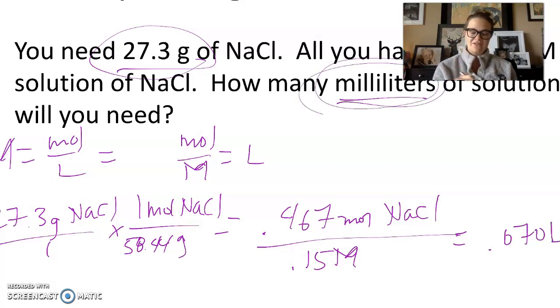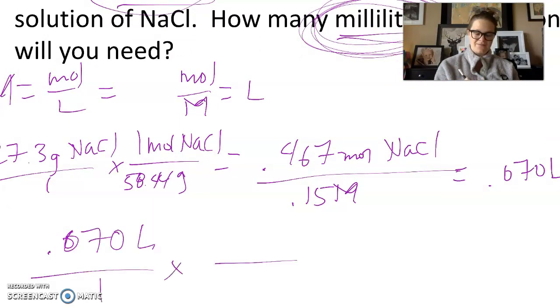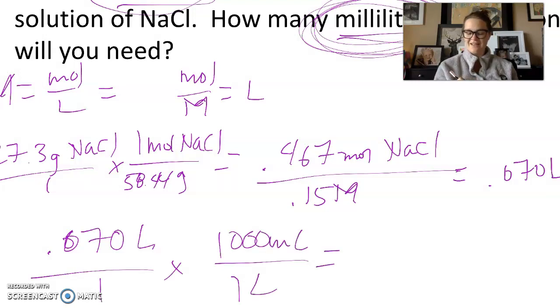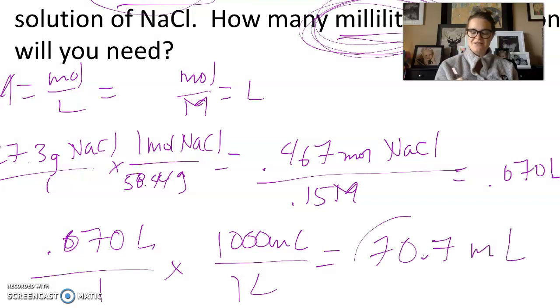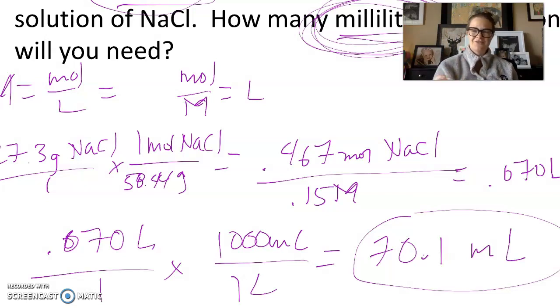But what was the question asking for again? Milliliters. So let's do one more conversion. I've got this many liters over 1. 1 liter is equal to 1,000 milliliters. So in the end, I would need to grab about 70.7 milliliters of this solution. So we're just kind of playing with some algebra.